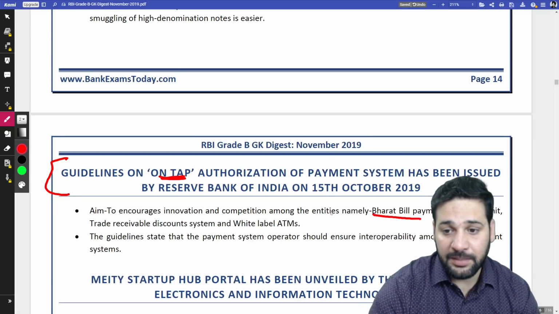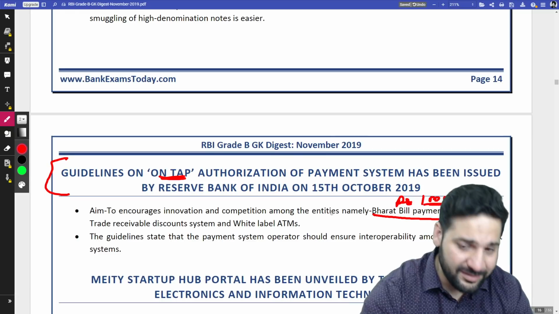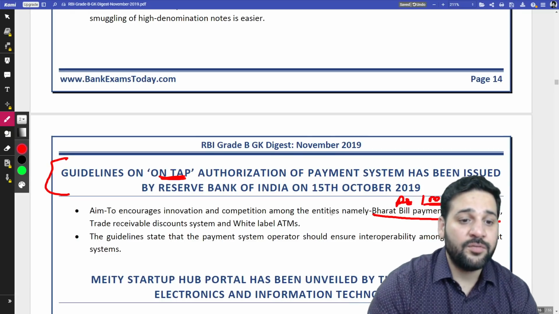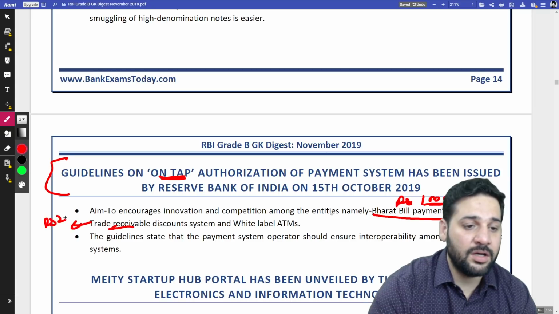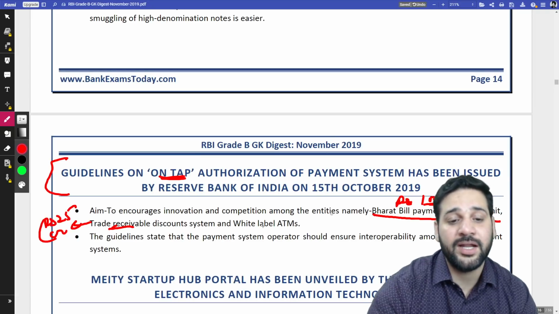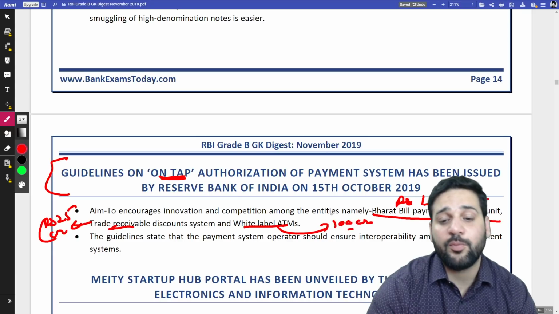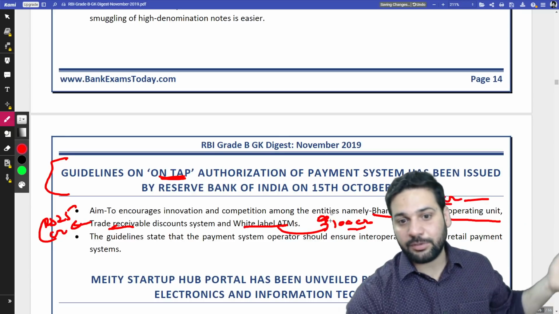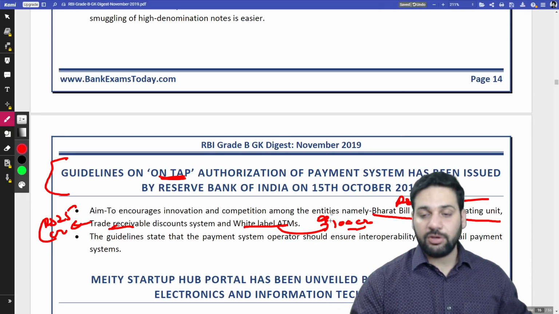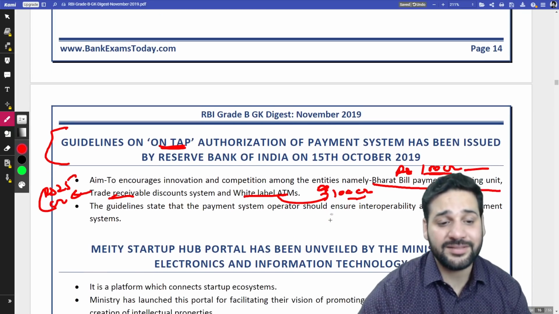That Bharat Bill Payment Operating Unit, to open this, 100 crore of capital is required at all points of time. For TREDS, Trade Receivable Discount System, 25 crore of capital required. And for White Label ATM, 100 crore of capital required at all points of time. So this point is really important. That's all about the on-tap authorization. ये बहुत बड़ा एक circular है, but that's what is important about these circulars. This much capital is required.